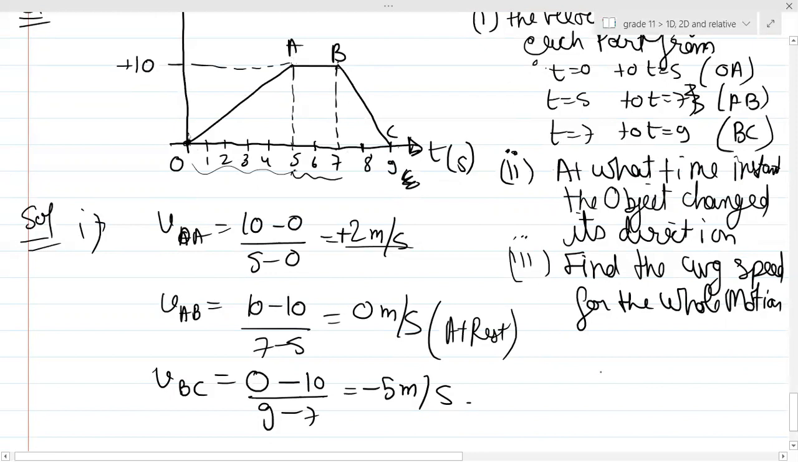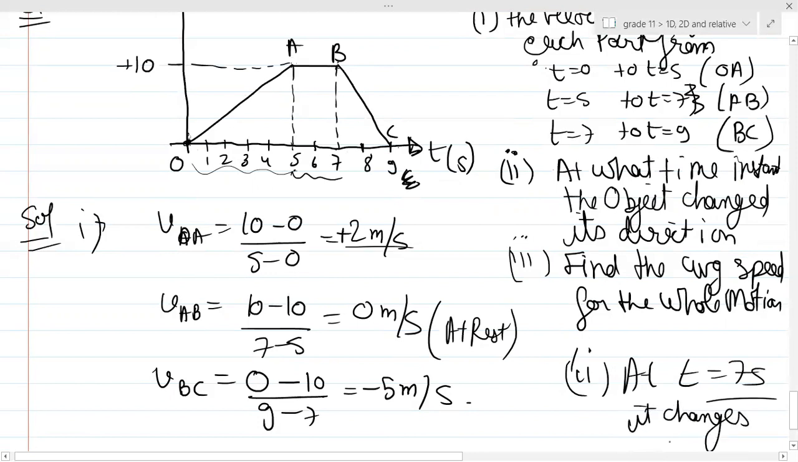So what is the answer for the second part of the question? At t equals to 7 seconds. Is this clear? It changes its direction. Yes or no, guys? So at t equals to 7, it changes its direction and starts moving towards the left with a speed of 5 meter per second in the negative direction, and in 2 seconds it reaches back to the origin. Now find the average speed for the whole motion.